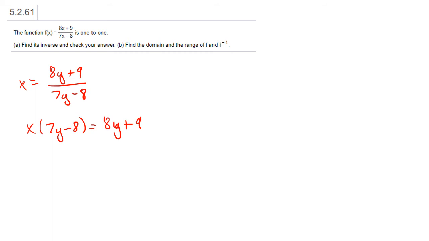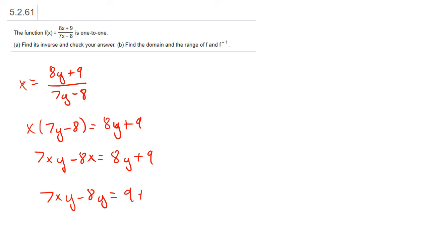So let's distribute out this left side. 7xy minus 8x equals 8y plus 9. Let's get all of our y's over on one side and all of our not y's over on the other. So our left-hand side could be 7xy minus 8y, and our right-hand side 9 plus 8x. Now I can factor a y out of the left. That was nice that it worked out.